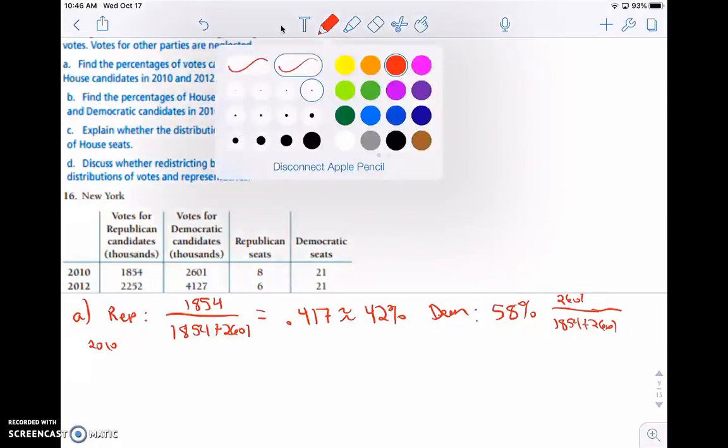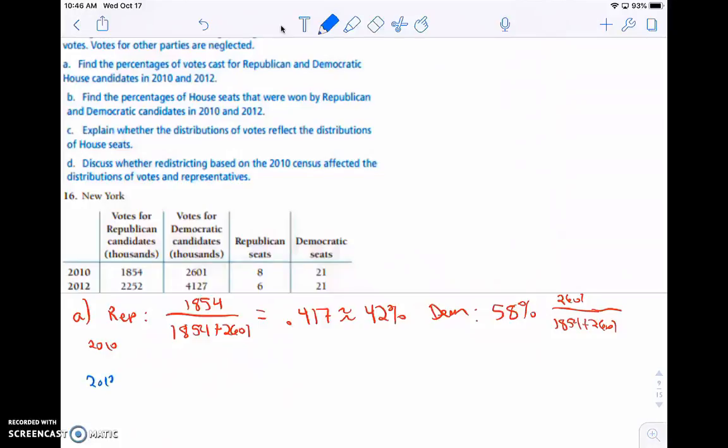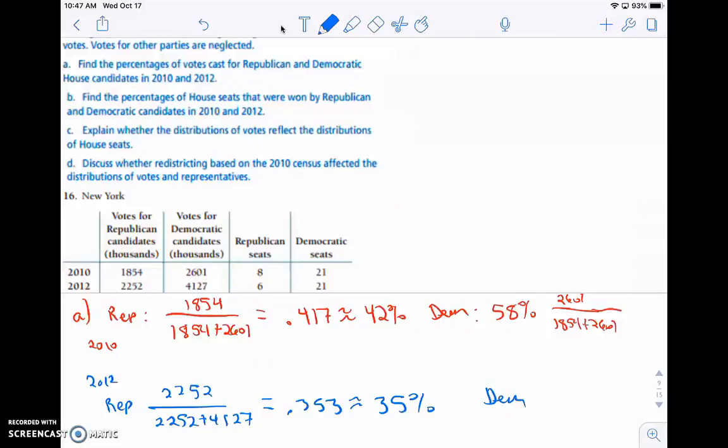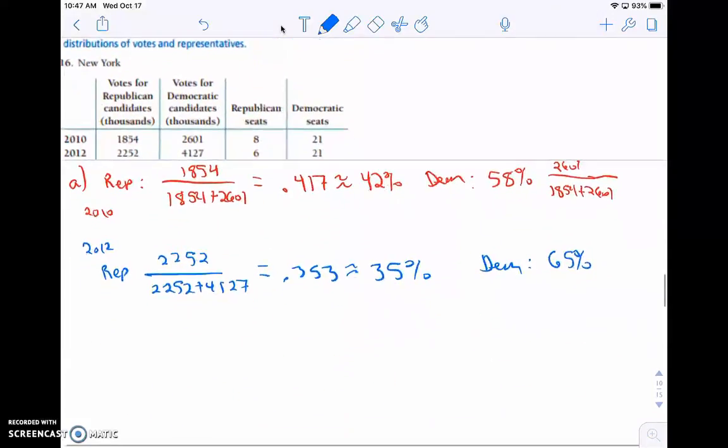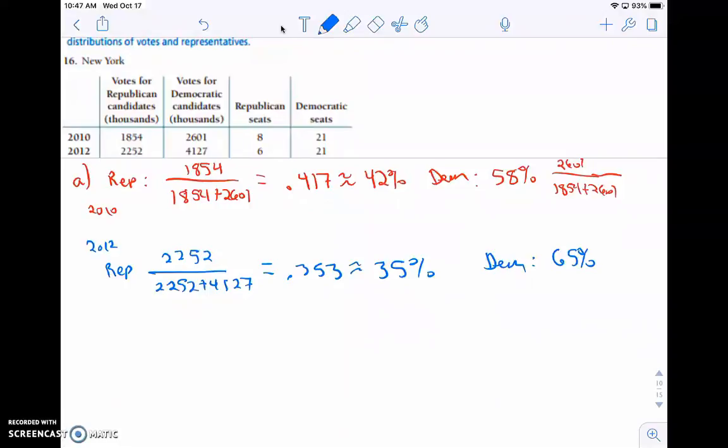Now if I switch over and go to 2012 in blue here, the Republicans had 2,252 out of, again, the sum here, the total population. It looks like that works out to about 0.353, which is approximately 35%. So that means the Democrats will just be 100% minus 35%, or 65% voted Democrat in 2012.